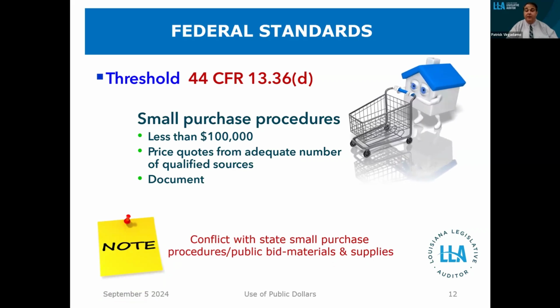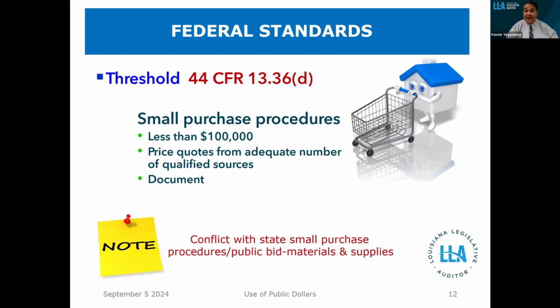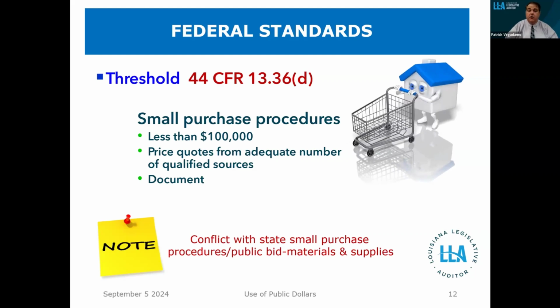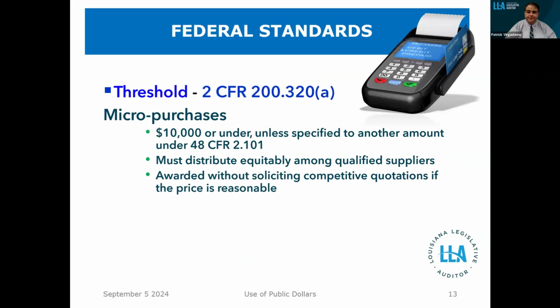So even though the federal government allows you to just get quotes up to less than $100,000, because you also have to comply with state public bid law, anything over 60, unless an exception applies under state public bid law, has to be bid out. And so the stricter law in that case would be the state law, which you have to comply with in addition to the federal provisions.